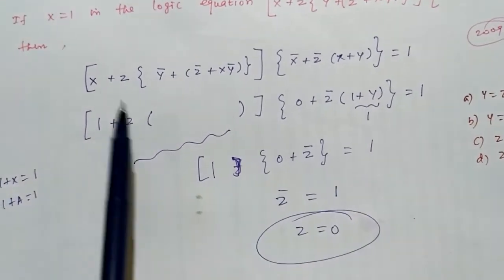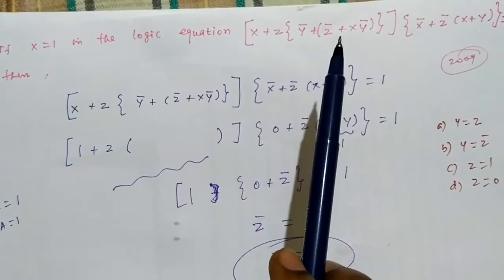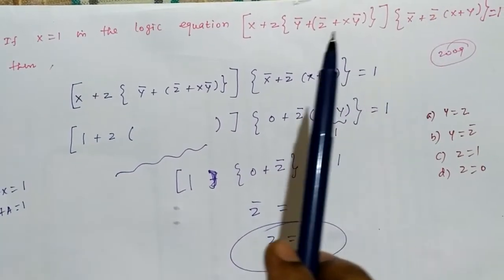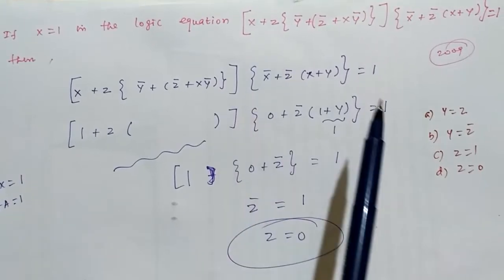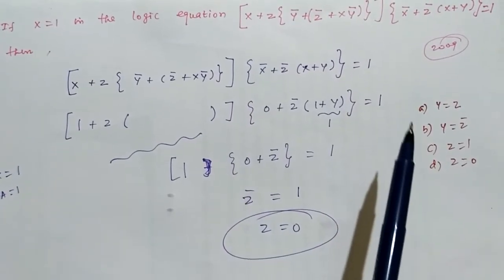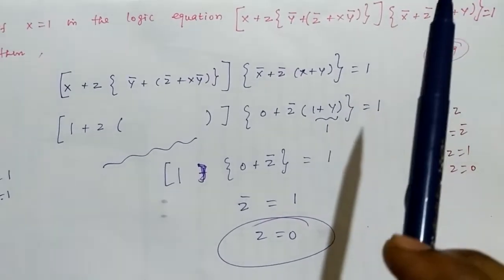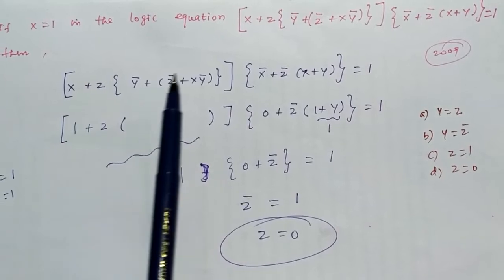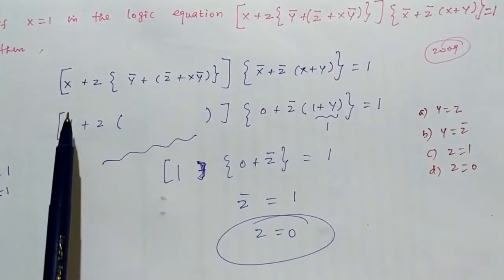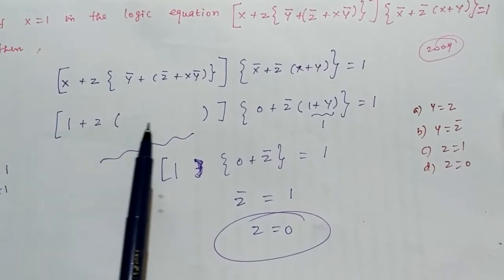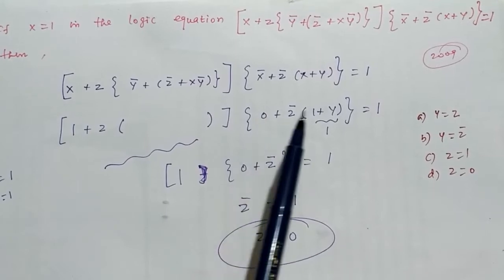problem is, if x is equal to 1 in the logic equation. So this is a logic equation. In that logic equation, if x is equal to 1, among the given results, which one is true? So here once again we write the given equation. Now substitute x is equal to 1. Remaining terms are as it is, no need to write. Then x complement is 0, right?